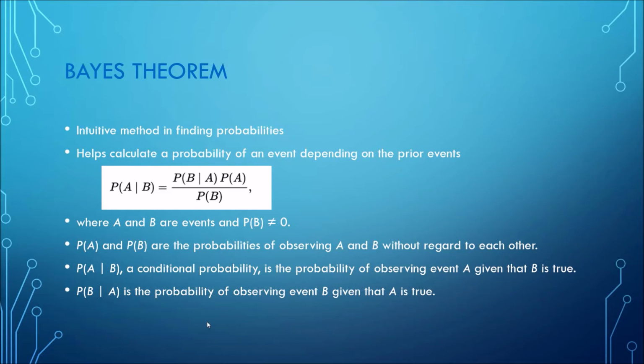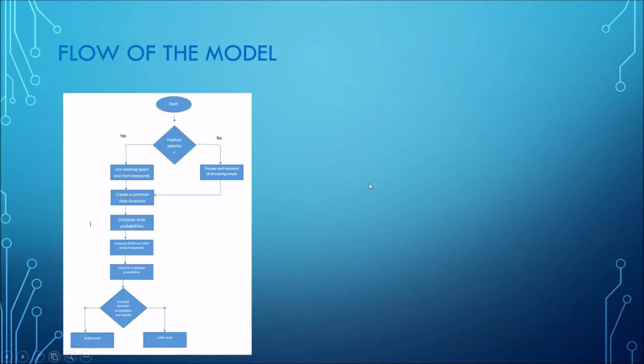And P of A given B is a conditional probability, the probability of event A given that B is true, and P of B given A is the probability of event B occurring given that event A is true. How exactly Bayes theorem is applied in the Naive Bayes implementation will be explained next.